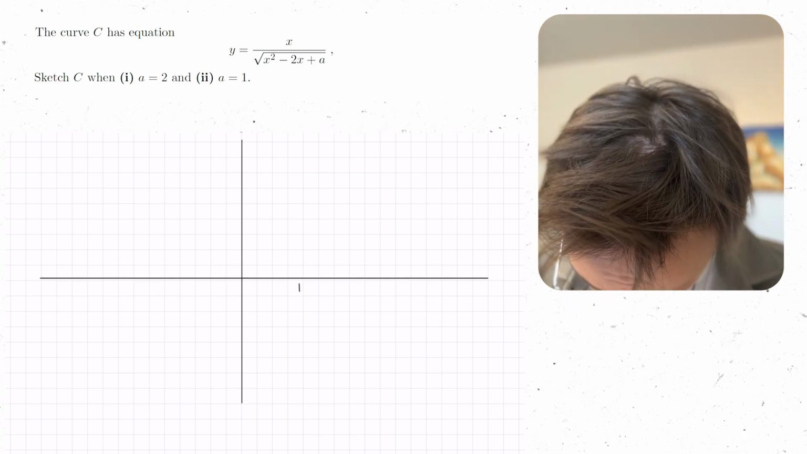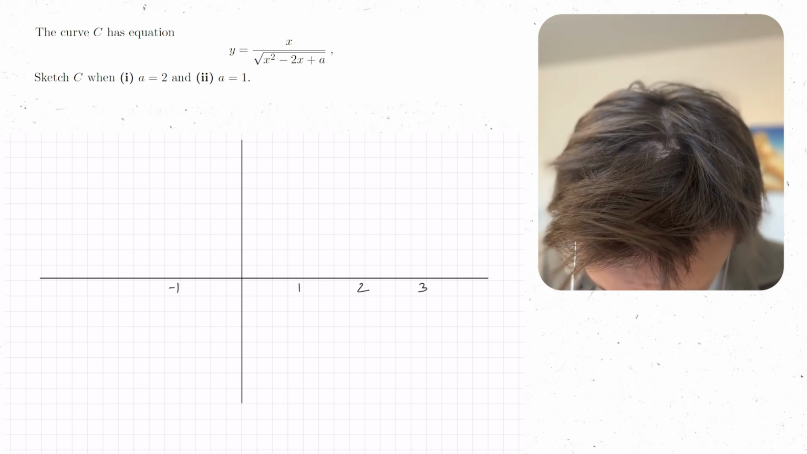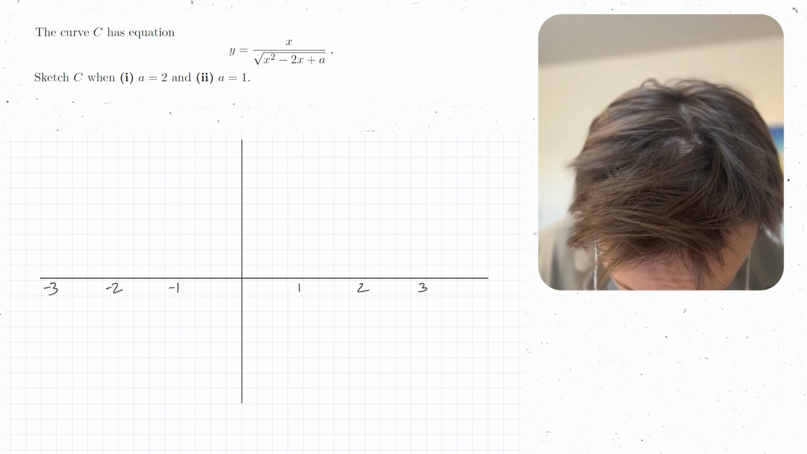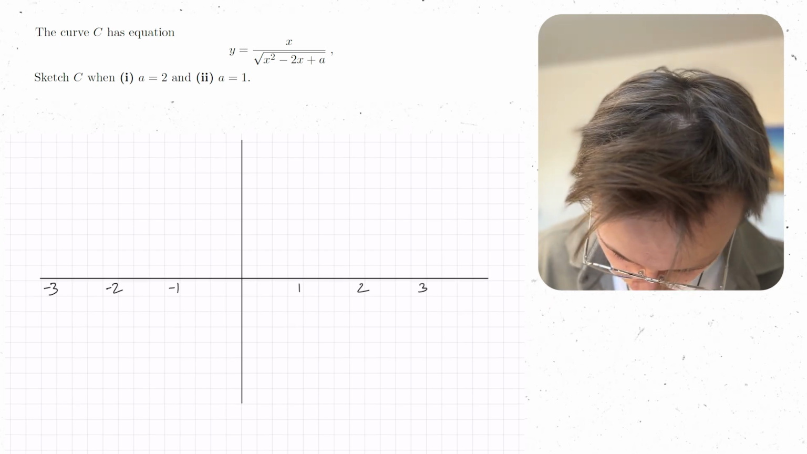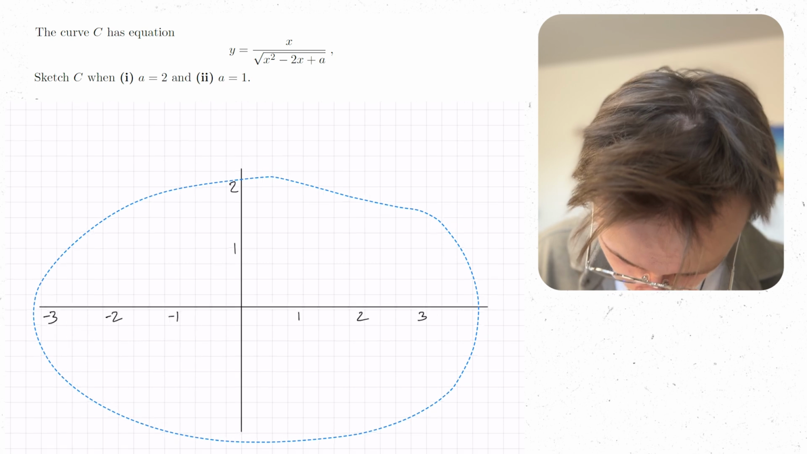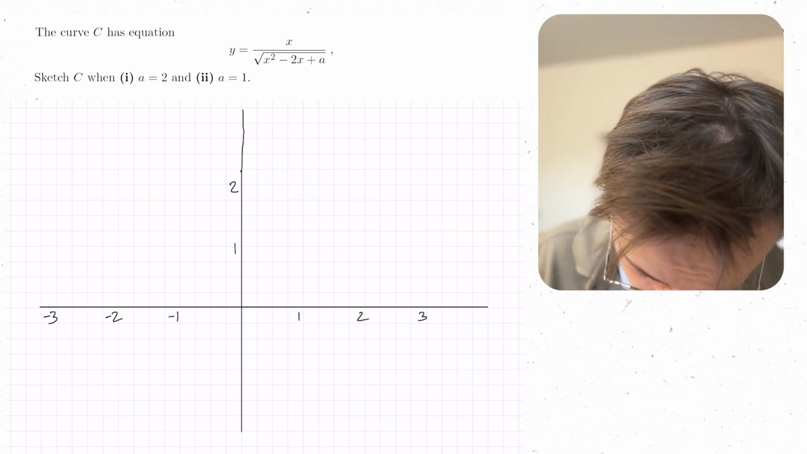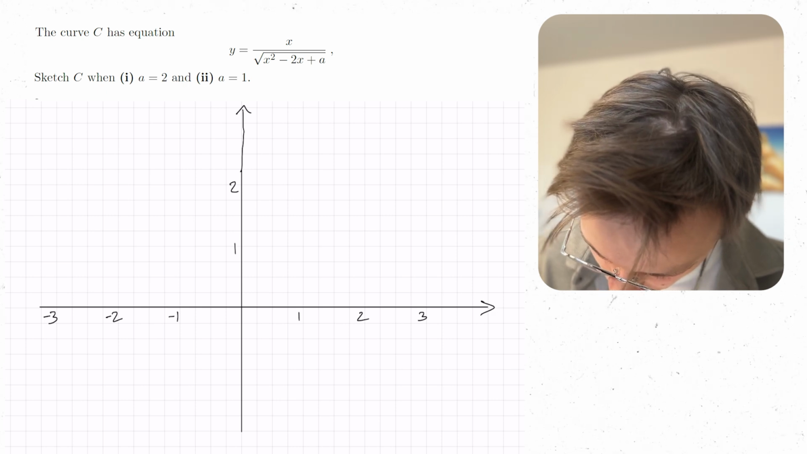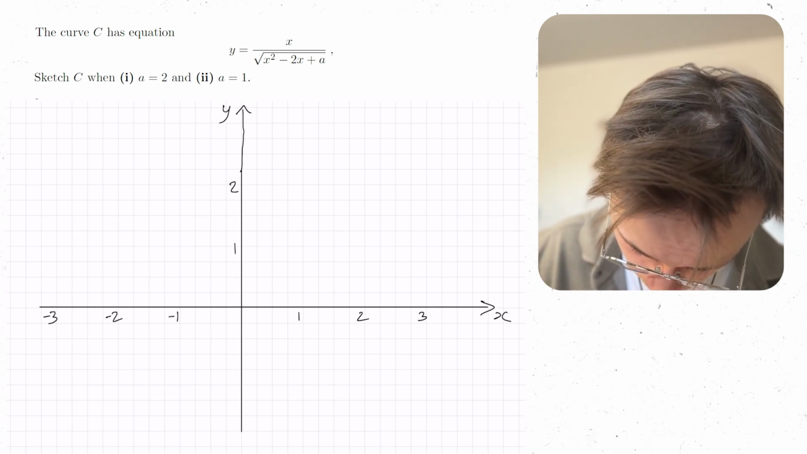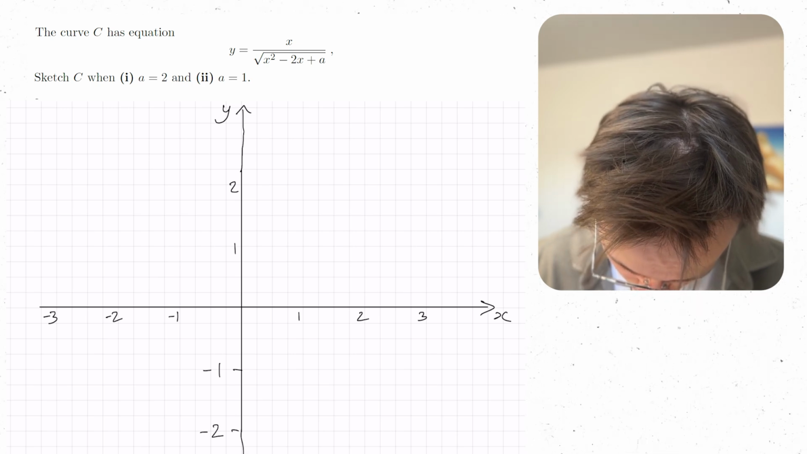So we just need to do the same as before. 1, 2, 3, minus 1, minus 2, minus 3, and 1, 2. Bring it down just for a bit more space. Can't draw your graphs too big. x, y, y, minus 1, minus 2.